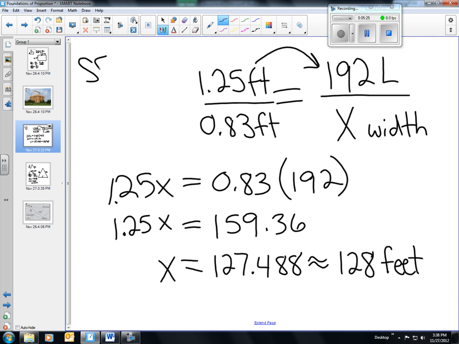So the scale factor in this case was 153.6. And that comes from taking 192 here divided by 1.25.